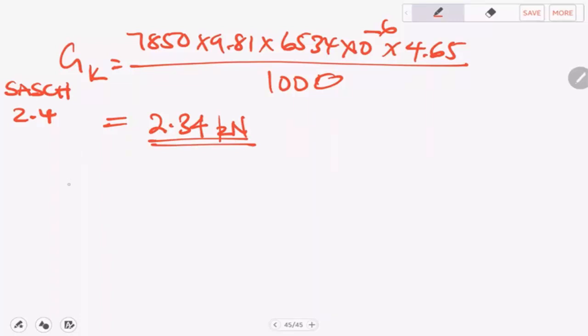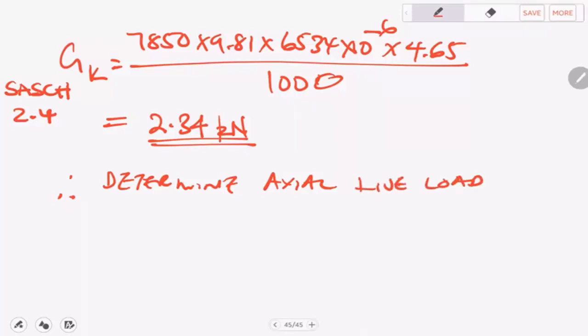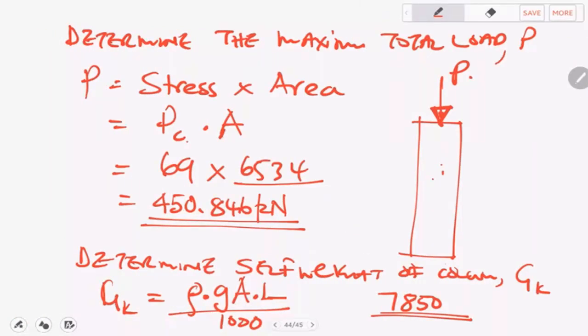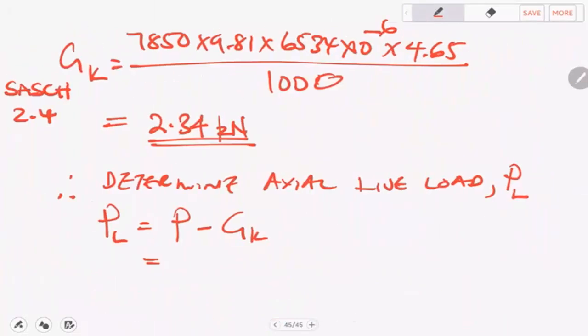Right, so therefore, determine the axial live load. You can say live load or imposed load. Let's just say PL. So PL will be equal to P minus GK, which is equal to 450.846 minus 2.34. Then you get the maximum load which can be carried there.